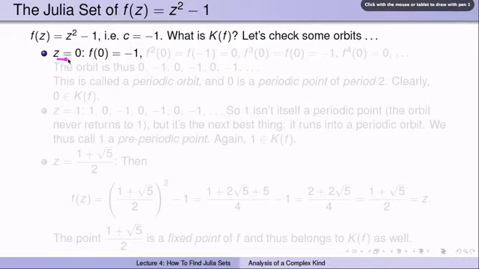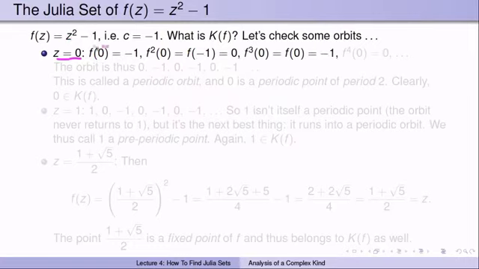For example, when z is equal to 0, then f of z is 0 squared minus 1, so that's minus 1. What's f squared of 0? Well, f of 0 is minus 1, because we already calculated that, so we just need to apply f to minus 1. What's f of minus 1? That's minus 1 squared, which is 1, minus 1, so 0. If we apply another f to that, we get f of 0, which is minus 1. If we apply another f, we get f to the fourth of 0, which is 0. And so the orbit just bounces back and forth between 0 and minus 1.